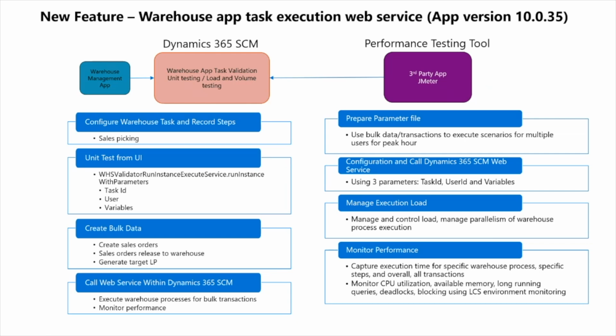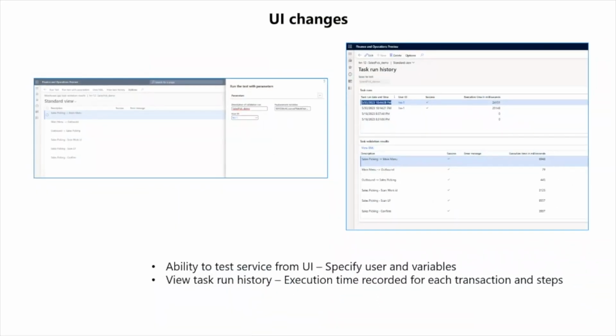You can capture the execution time of the whole load, a specific sales order, or specific steps in the sales order picking process. Along with this execution time, you can also monitor the CPU utilization, available memory, long-running queries, SQL blockings, etc. from the LCS environment monitoring page. You will also notice a few user interface changes with these new web service enhancements.